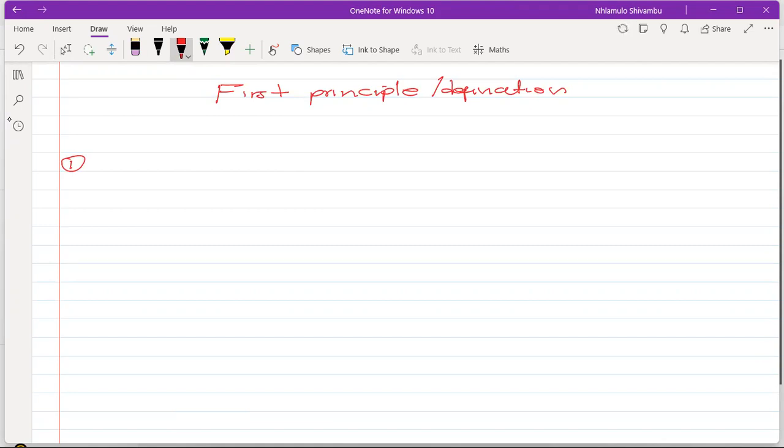So what you need to know is the formula that you're going to use to derive from first principle. The formula is f prime x equals the limit as h approaches 0 of f of x plus h minus f of x over h. This is the formula that we're going to use to derive from first principle.